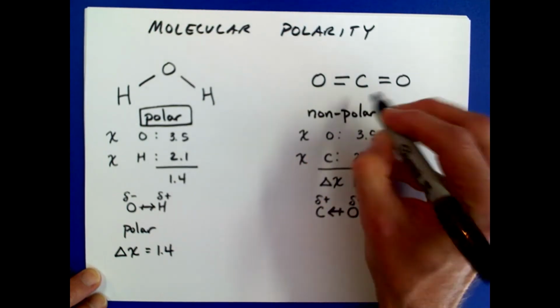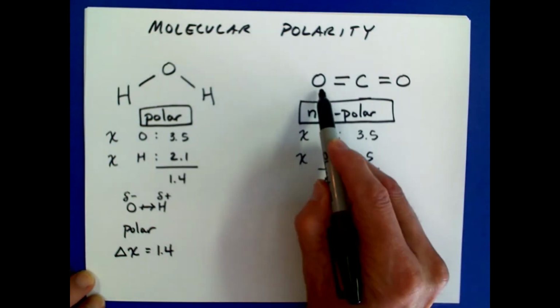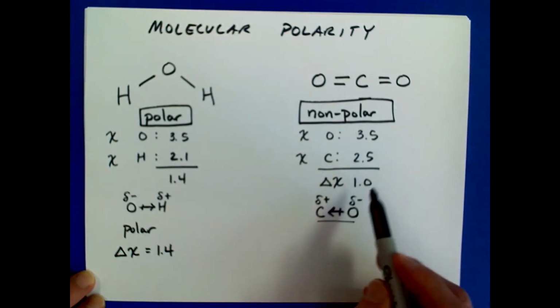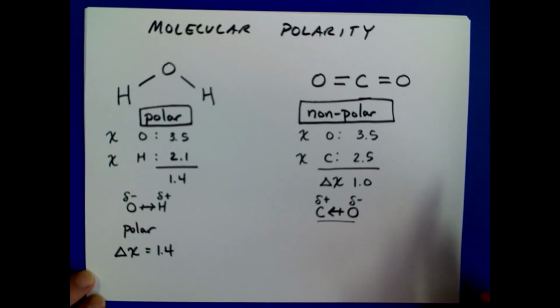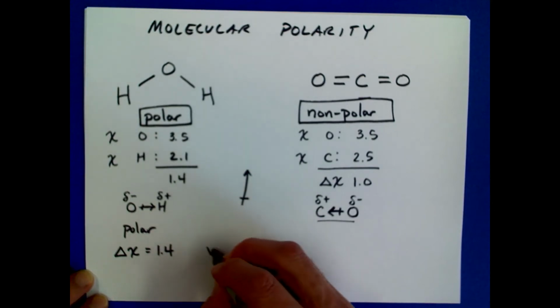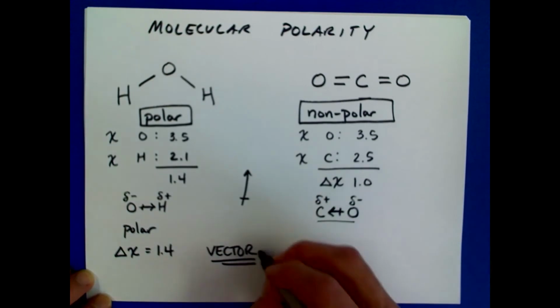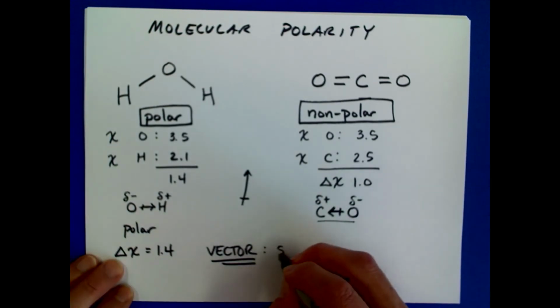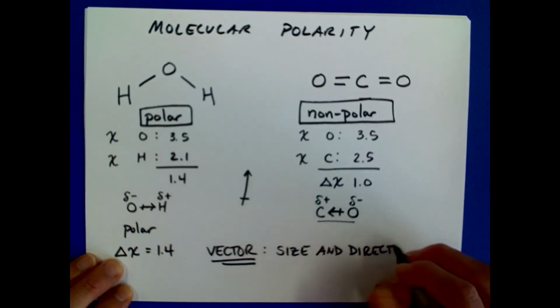What in the world is going on here? If we've got two polar bonds in the molecule, one here and one here, how can it be that the molecule overall is not polar? Well, it's important to recognize that these little arrows we're drawing are what are known as vector quantities. A vector has, in addition to a size, a direction, and you have to include both of them.